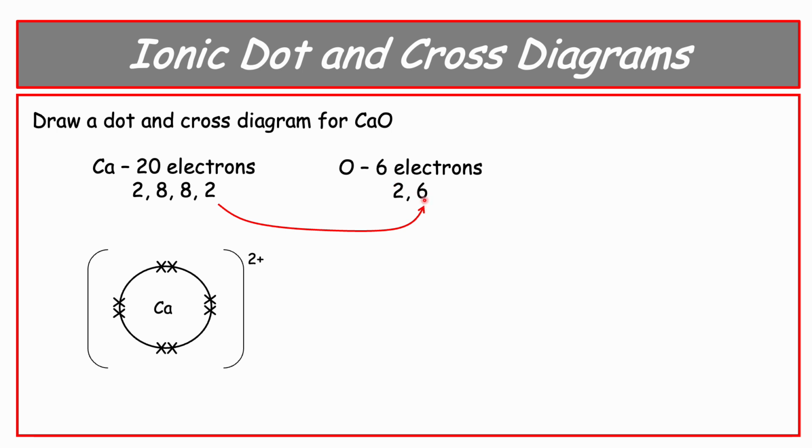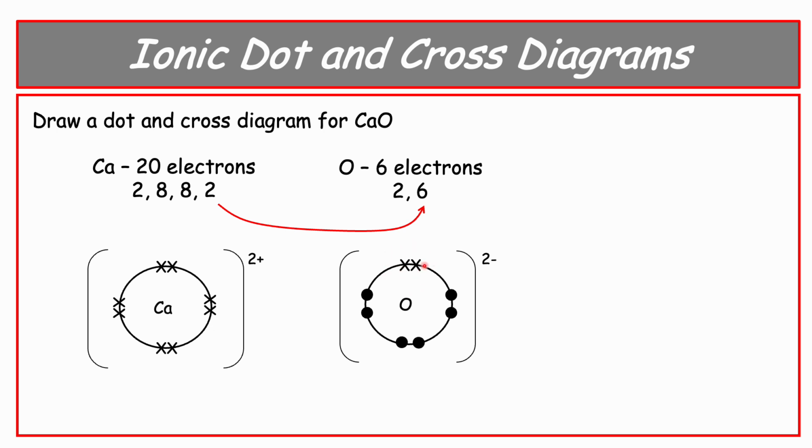Oxygen has 6 electrons in the outer shell, so it's going to gain 2 electrons. And hopefully you can realise oxygen's looking to gain 2 and calcium is looking to lose 2. So the 2 electrons for oxygen will come from the calcium. And we're showing that using these crosses here.